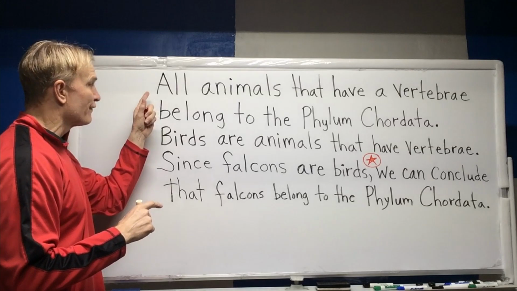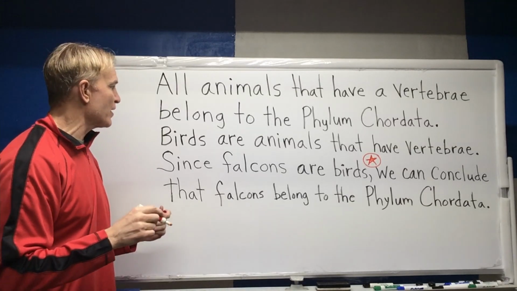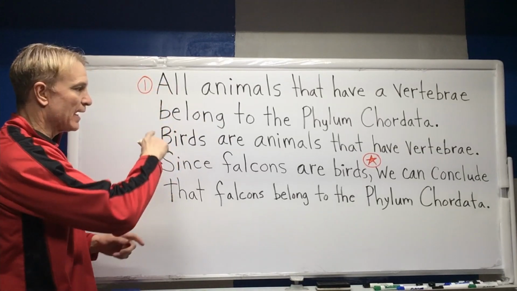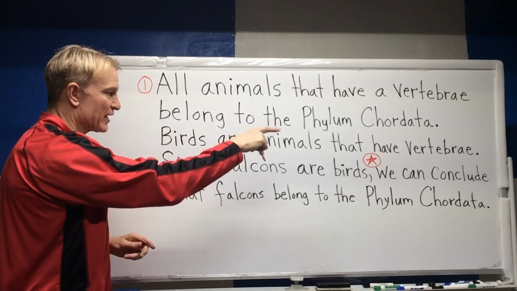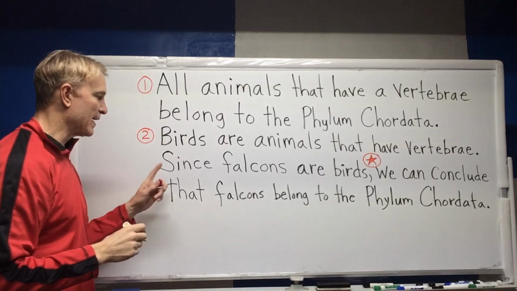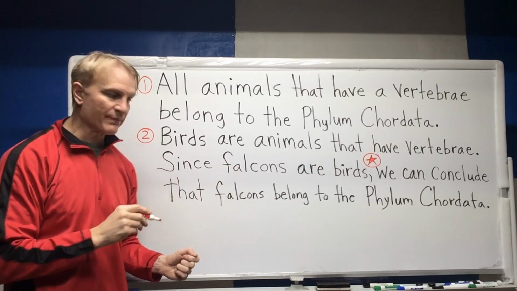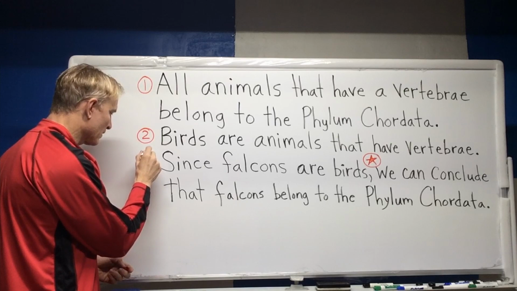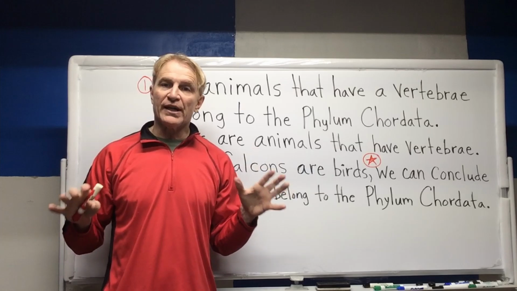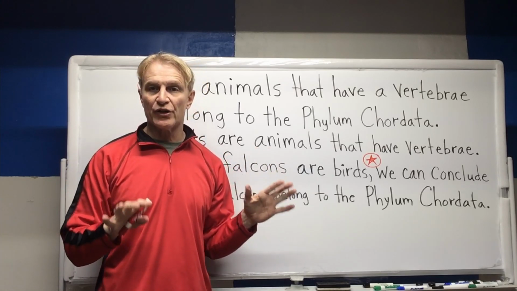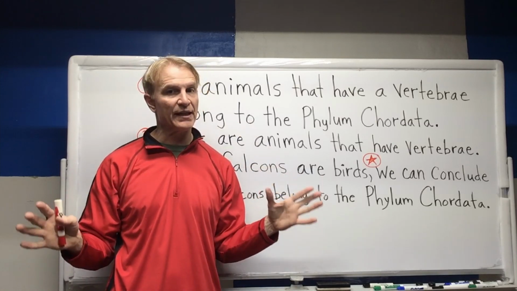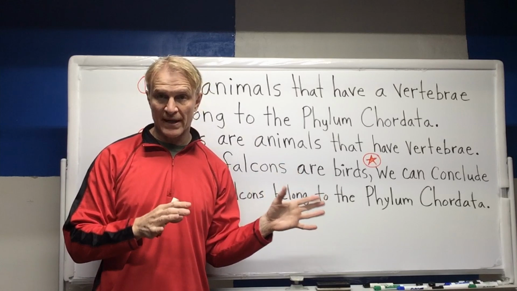So, the first statement, all animals that have a vertebrae belong to the phylum Chordata. That's going to be number 1. And then, like the other statements, birds are animals that have vertebrae. That's going to be statement 2. And since falcons are birds, that's going to be statement 3. Then quickly, I want to know if the statements are independent or dependent. So what I try to do is read the statement and the conclusion by itself and see if it makes sense directly. If it doesn't, then they're probably going to be dependent on one another.